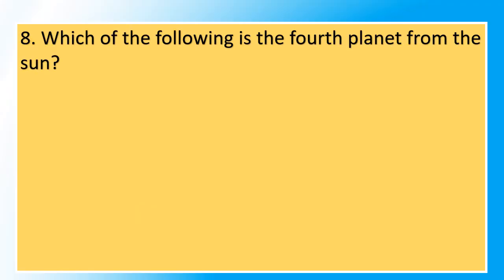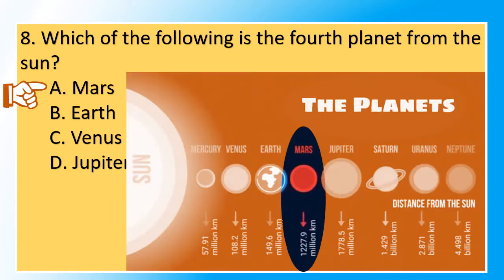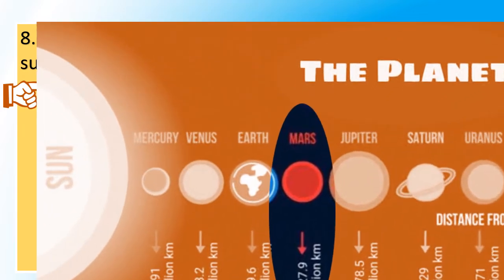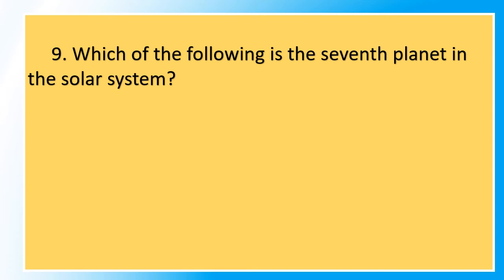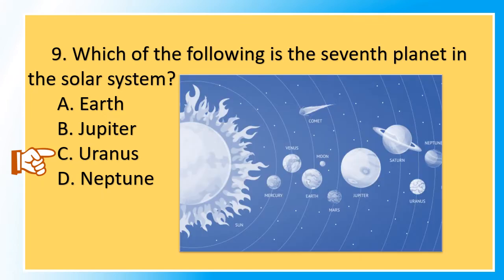Which of the following is the fourth planet from the Sun? Is it A. Mars, B. Earth, C. Venus, D. Jupiter? And the answer is letter A. It's Mars, the fourth planet from the Sun. Which of the following is the seventh planet in the solar system? Is it A, Earth, B, Jupiter, C, Uranus, or D, Neptune? And the correct answer is letter C. Uranus is the seventh planet in the solar system.